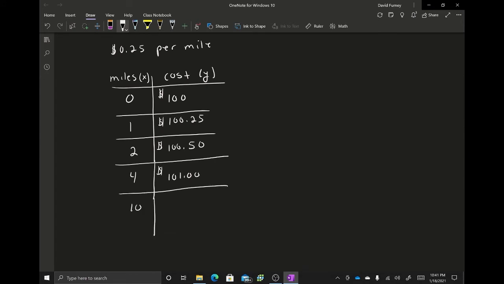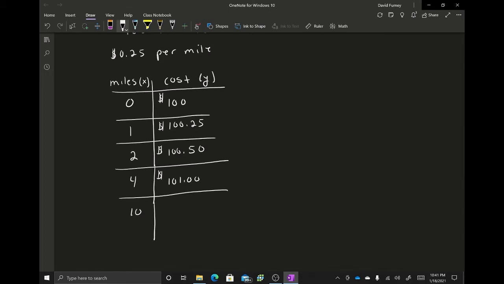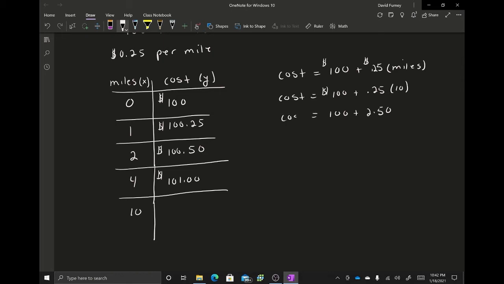Well, how do I know how much 10 miles is? Well, so far we know it's that $100 fixed cost, right? So let me do a cost equation over here. Cost equals $100 plus 25 cents times the amount of miles, and we're calling the amount of miles x, but I'm going to do times the amount of miles that we have here. So to figure out our cost is going to equal 100 plus 0.25 times 10. Now the nice thing about 10 is you only have to move the decimal point over once, so that's going to be 100 plus $2.50, or the cost is going to be $102.50. So that's going to go down here. Now we have a good set of table of values.